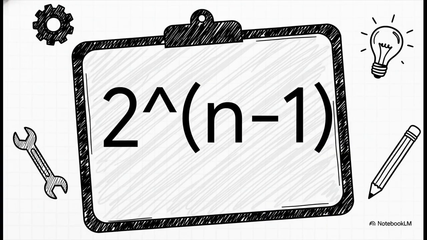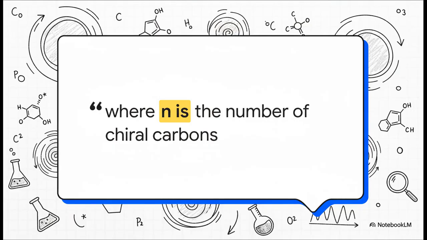And here is that special tool. For a symmetrical molecule like ours, the number of optical isomers is 2 to the power of n-1. See? It's a nice, clean, simple little formula. And of course, that n in the formula, what is it? Yep, it's that magic number we just found. All that detective work we did finding the chiral carbons, it all leads right here to this moment.